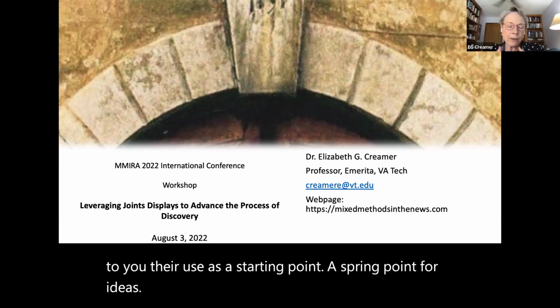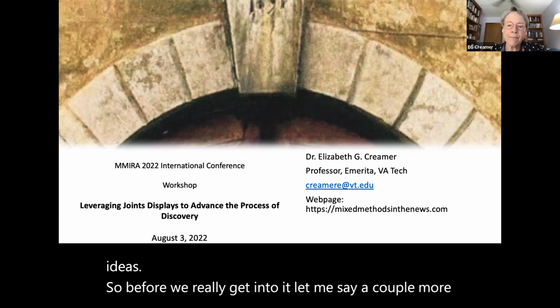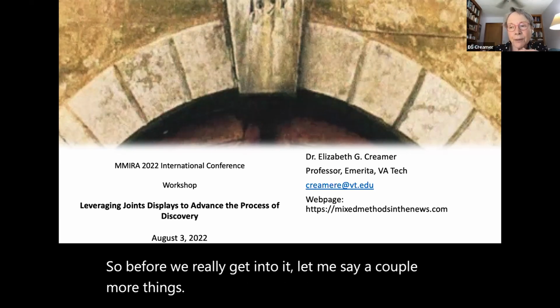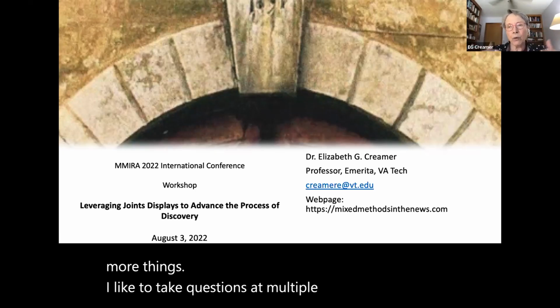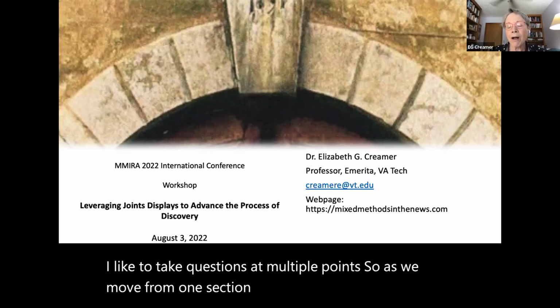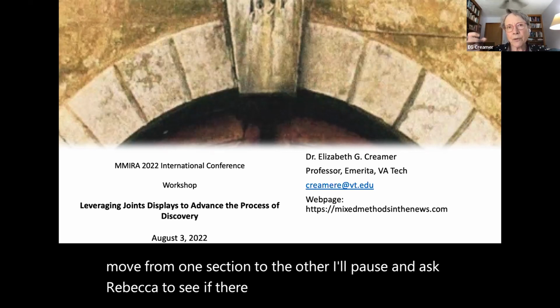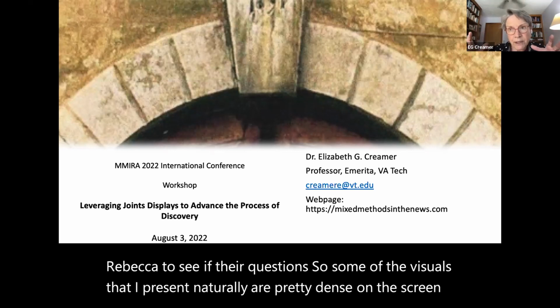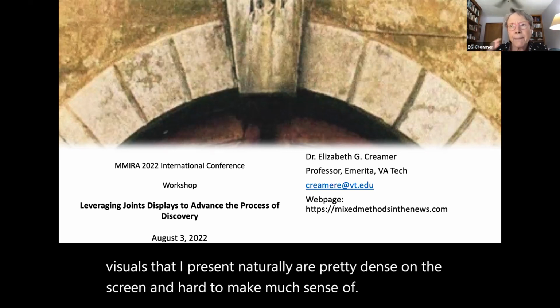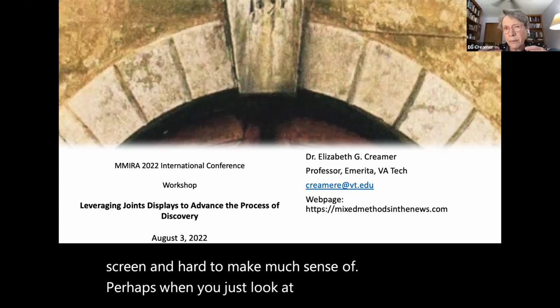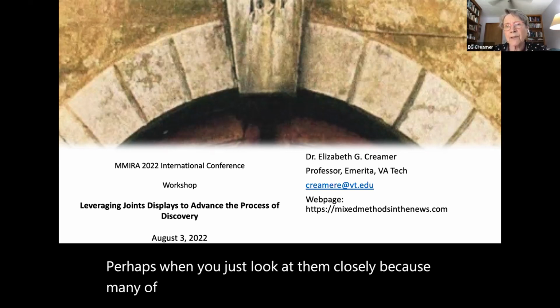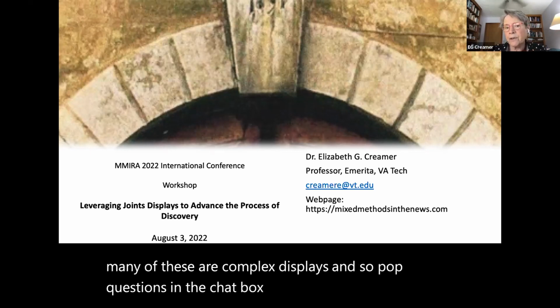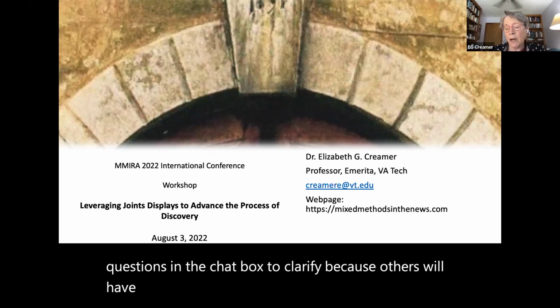Before we really get into it, let me say a couple more things. I like to take questions at multiple points. As we move from one section to the other, I'll pause and ask Rebecca to see if there are questions. Some of the visuals I present are naturally pretty dense on the screen and hard to make much sense of when you just look at them closely, because many of these are complex displays. So pop questions in the chat box to clarify, because others will have very similar questions.